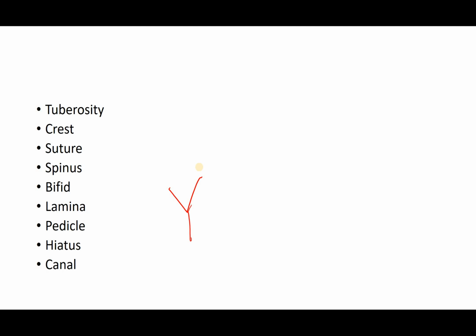Lamina and the pedicle are special areas on the vertebra. I'll be going over those later, and they're something you should have seen or will see in lab. Hiatus and canal, like your sacral hiatus and the sacral canal, are for the passage of nerves and blood vessels. That's what the hiatus and canal are for.